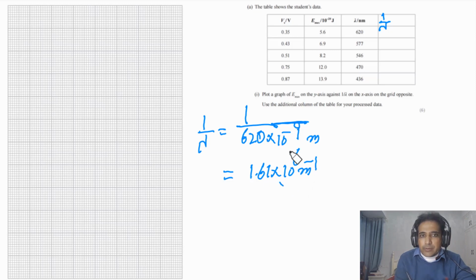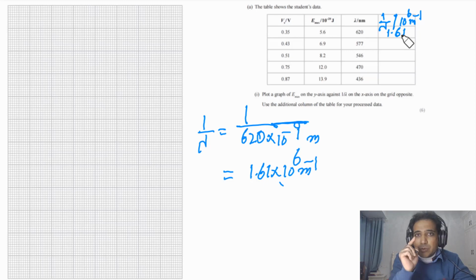So we can take this factor out and write 10 to 6 per meter in the column heading. And we can do the calculations and write down all the values here. So this is 1.61. This has 2 SF. So you can use 2 SF here or you can use 3 SF here. I'm using 3 SF here because this one has 3 SF, this has 3 SF, this has 3 SF. So these SF values have to be consistent, so we will be using 3 SF in this column.